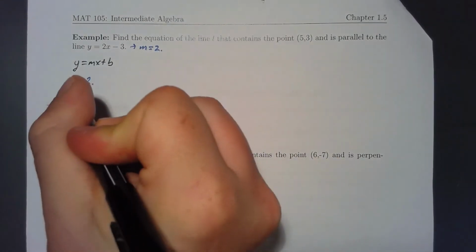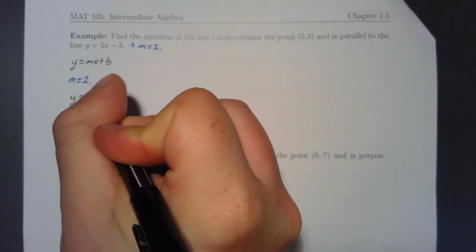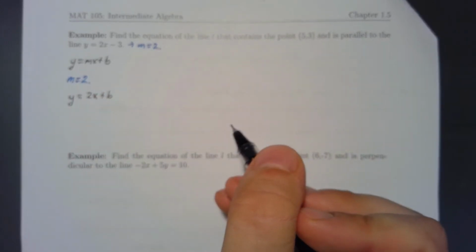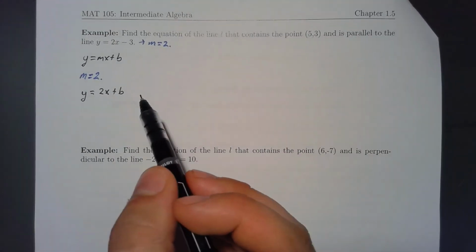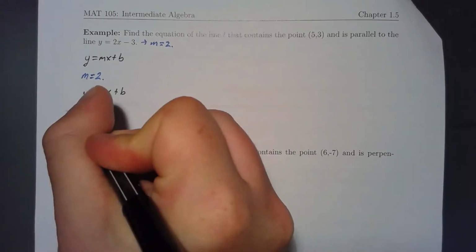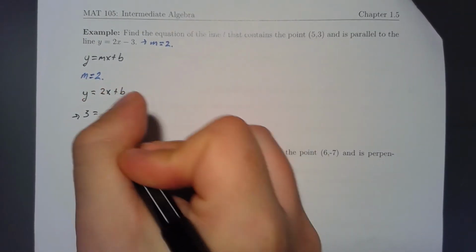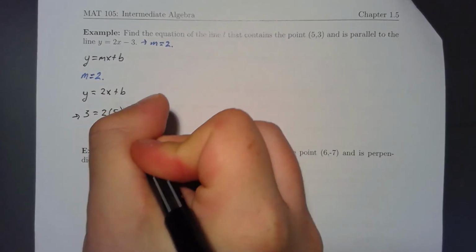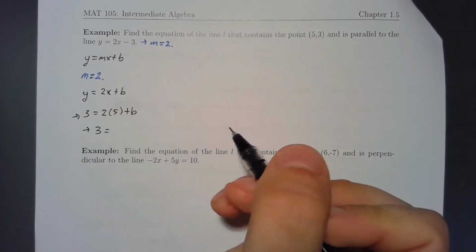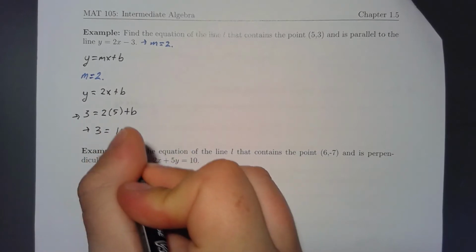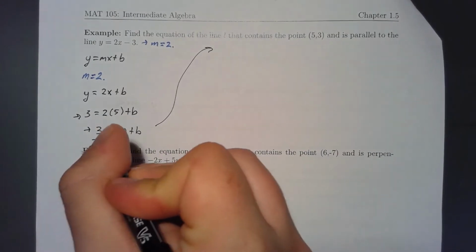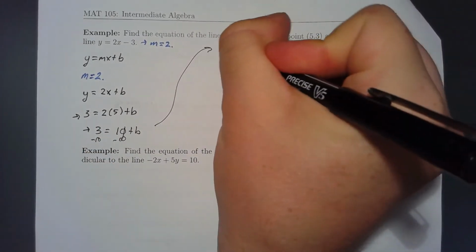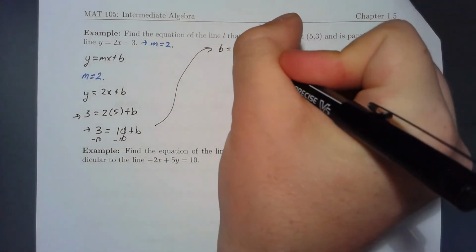So now I have y equals 2x plus b. Right? And now I could use this point, plug them in here, and solve for b. So I have 3 equals 2 times 5 plus b, which is 3 equals 10 plus b, and then subtract 10 from both sides. So you're going to have b equals 3 minus 10, which is -7.